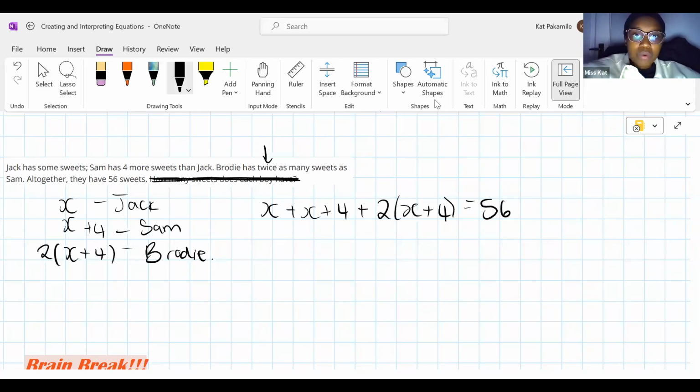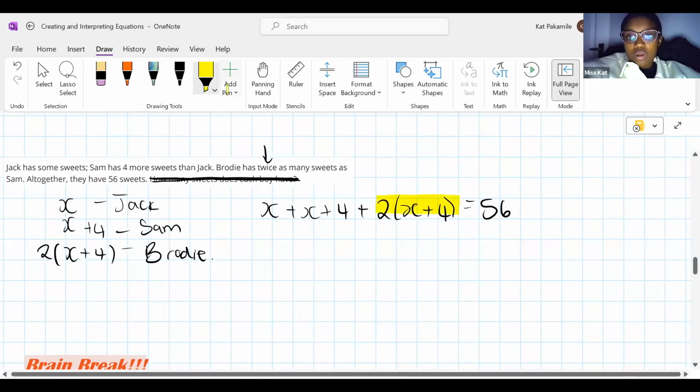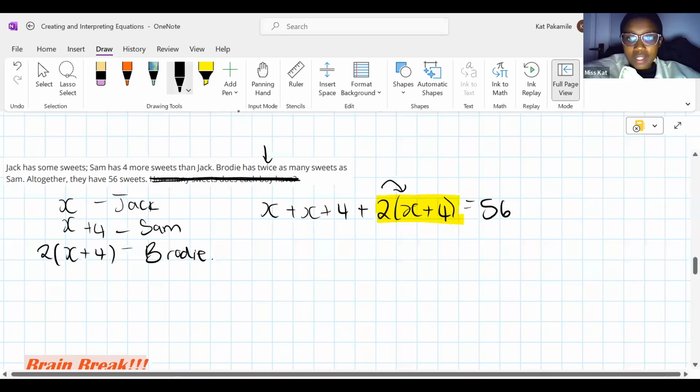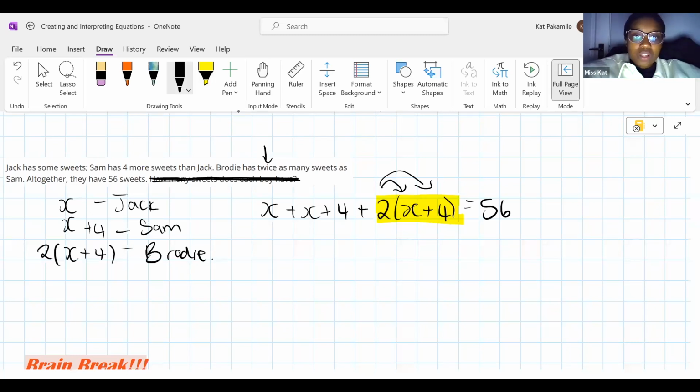Now, everyone who was here when we were doing algebraic expressions, tell me what's going on in this bracket here. What do we do with this 2? Multiplied with what? There we go. We distribute. Do you guys remember? Everything we learn in expressions is going to be important here. So you're going to have x plus 4. If you distribute, it's going to be 2 times x, which is plus 2x, and 2 times 4, plus 8, equals 56.